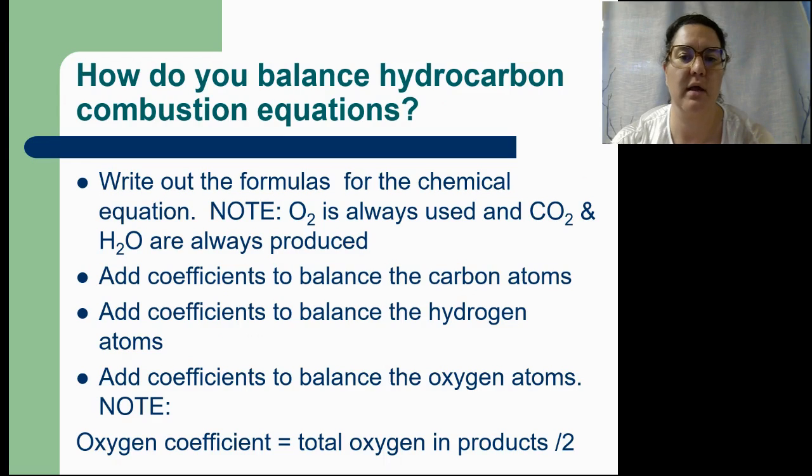When we look at the formula for combustion, oxygen is always used up as a reactant, and carbon dioxide and water are produced as products. We want to add coefficients to balance the carbon atoms, hydrogen atoms, and oxygen atoms, remembering that the oxygen coefficient equals the total oxygen in the products.